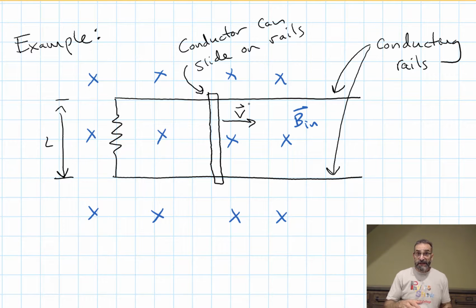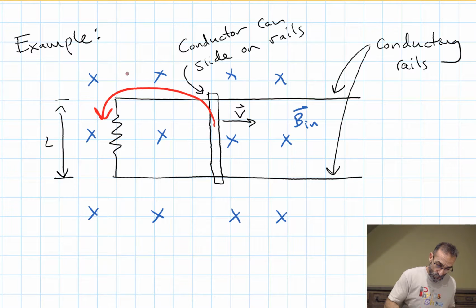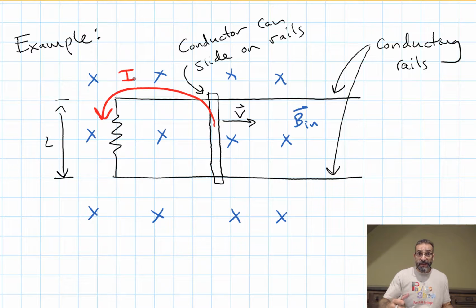It starts out with a small flux into the page, and as the area gets bigger and bigger, the flux increases and increases. So it wants to reduce it back down to its starting value. So it has to create a magnetic field that points out of the page. So we're going to get a counterclockwise current flowing when this conductive bar slides to the right on those rails.